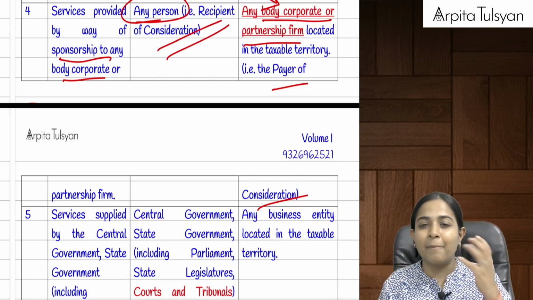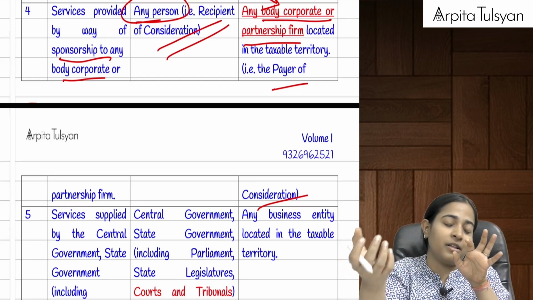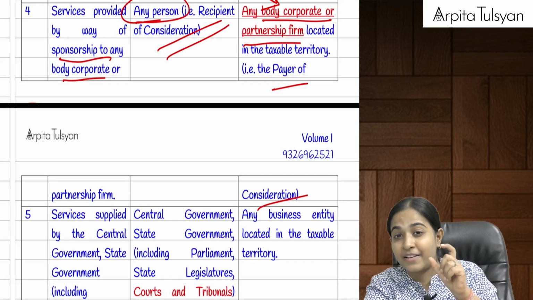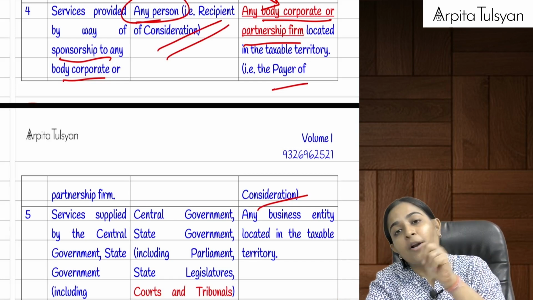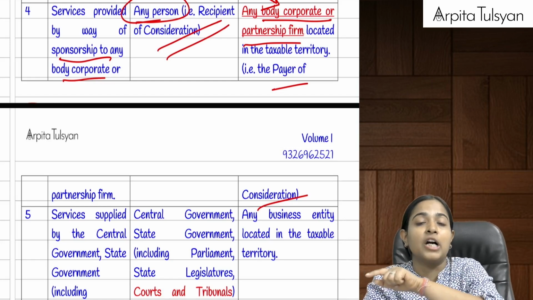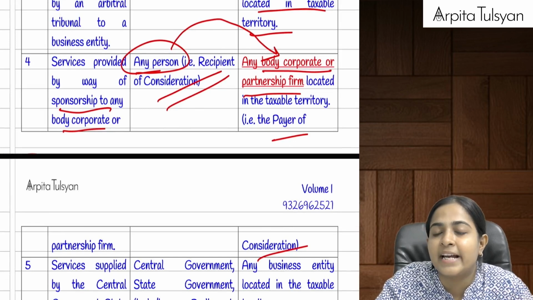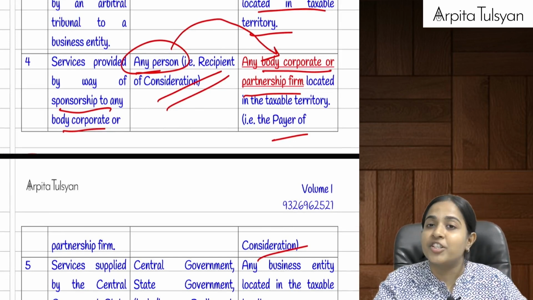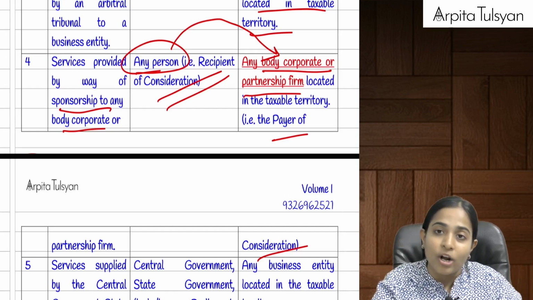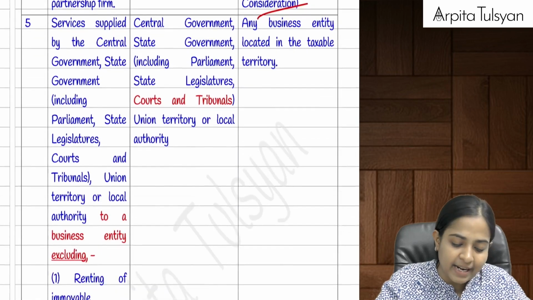Okay, firm, company, etc. It can be any person, but the person who wants to pay that sponsorship money, if that person is a body corporate or a partnership firm, then in that case, the responsibility to pay the tax to the government lies on that body corporate or a partnership firm. What if an individual takes that sponsorship services? Then normal forward charge will be applicable. But if the sponsorship services have been taken by a body corporate or a partnership firm located in the taxable territory in India, then reverse charge mechanism will be applicable.